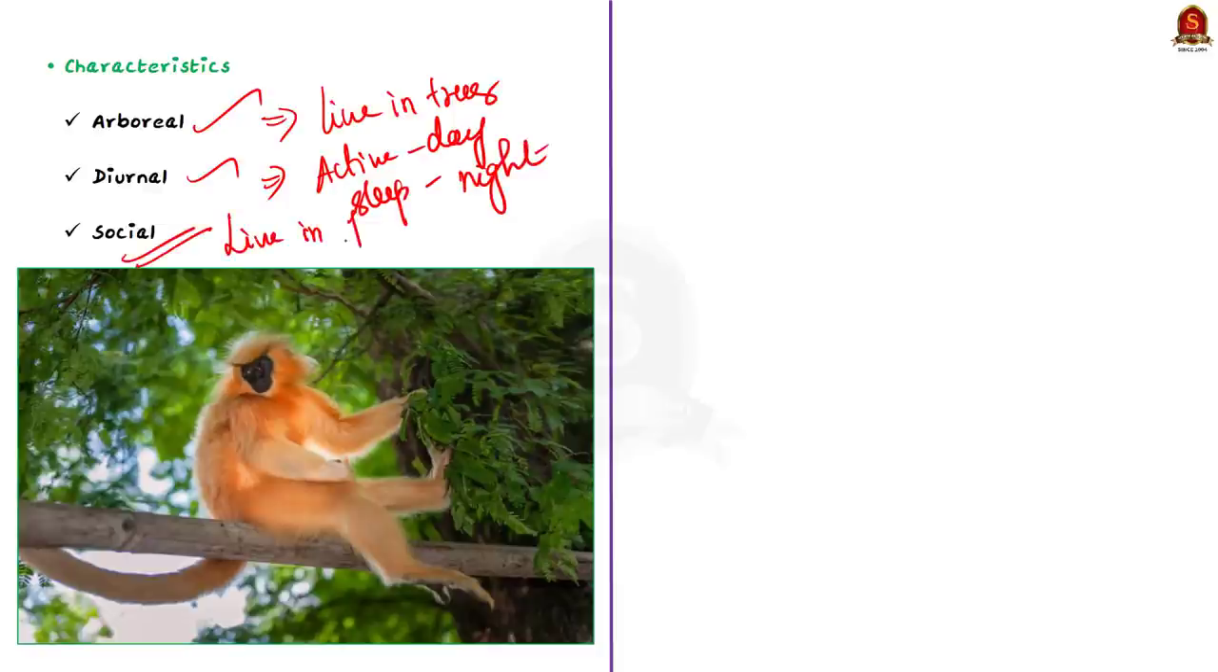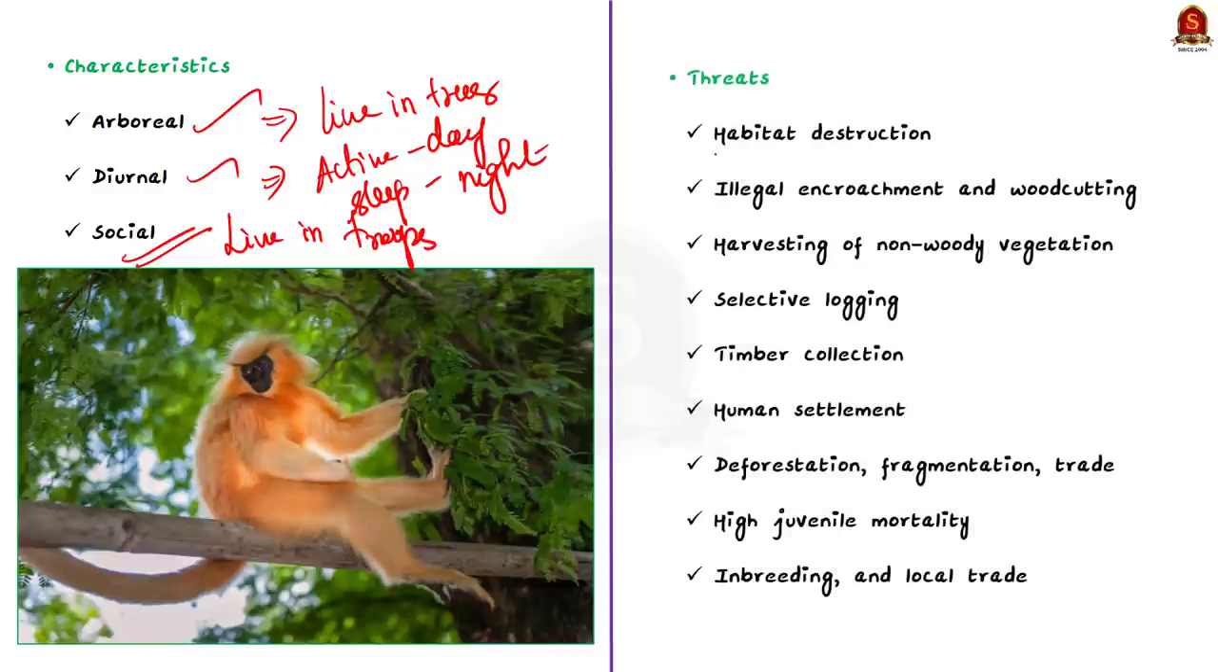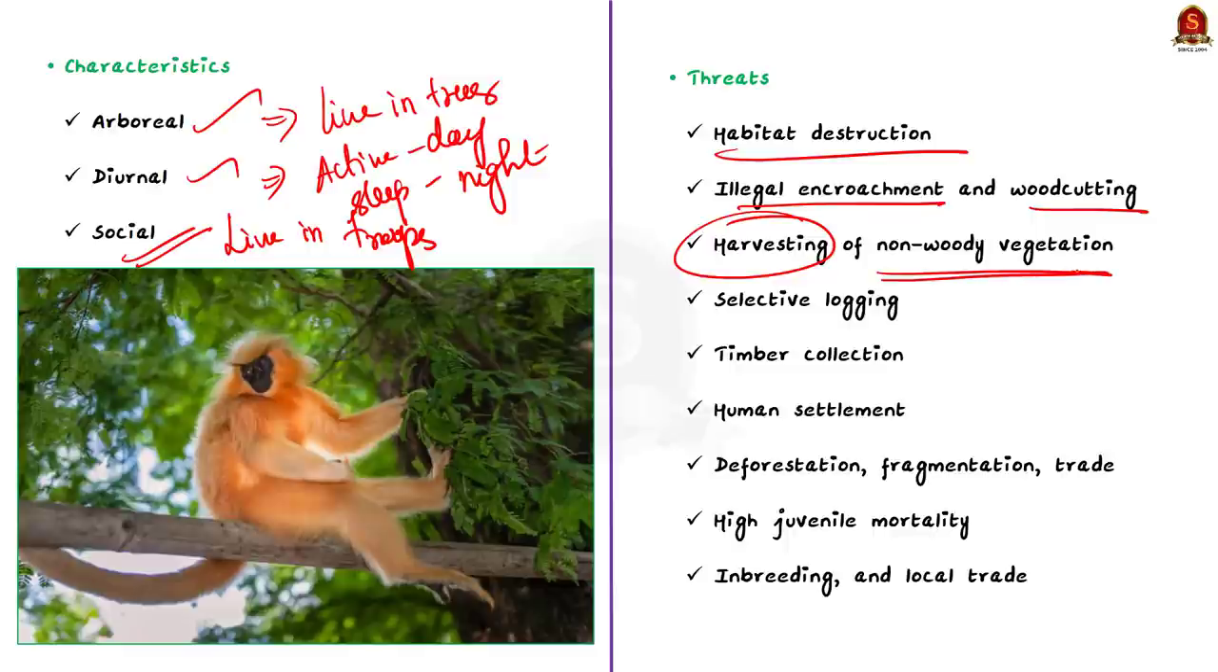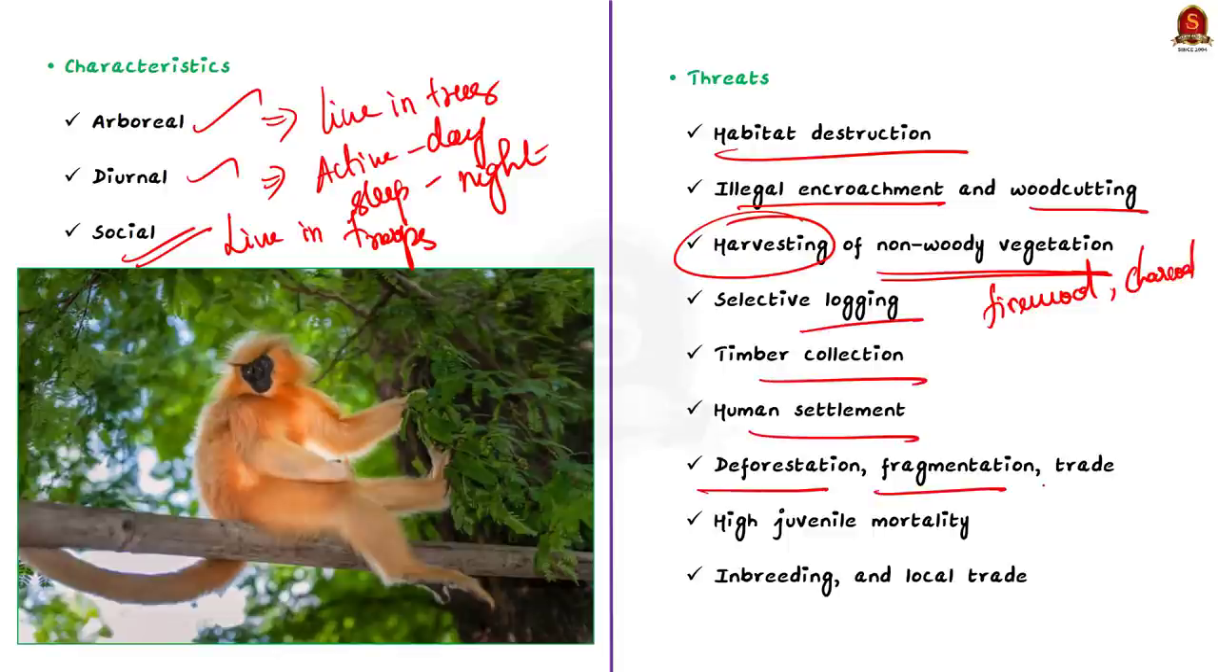Okay. See, the species is facing a lot of threats. Firstly, take the habitat destruction. It is a main threat to the golden langurs due to illegal encroachment and woodcutting. These monkeys also suffer from the harvesting of non-woody vegetation, which is used for firewood and charcoal production. Then it also suffers from selective logging, timber collection, human settlement, deforestation, fragmentation.